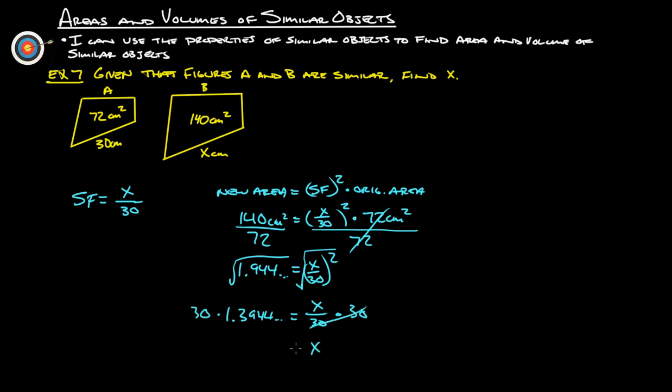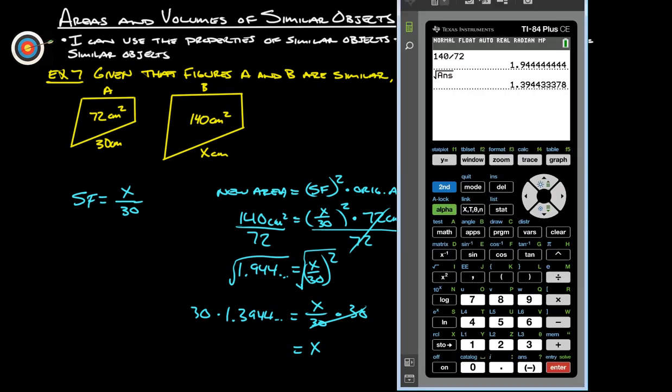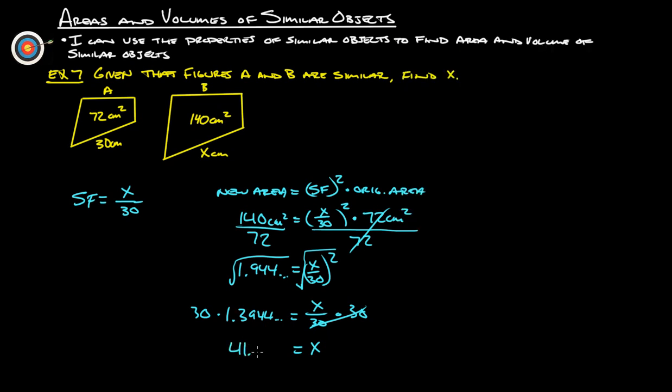Okay, and then our last step, multiply both sides by 30. And then that will tell us what x has to be. So again, we still have that 1.3944 unrounded number in there. Multiply that by 30, and we get 41.833. First, second, third significant figure is 8. 3 tells the 8 to stay the same, so 41.8 centimeters is going to be what that length there is.